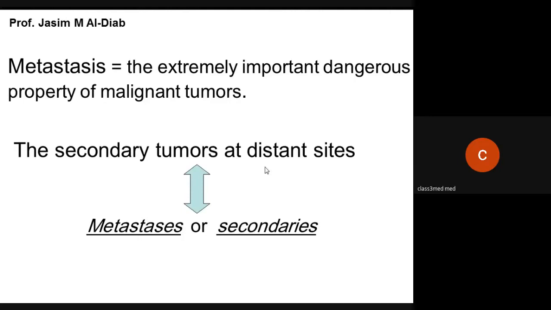These metastatic tumors or metastases or secondaries could be similar to the primary tumor and could be different from the primary tumor. So sometimes the pathologist can determine the site of the primary origin, the primary tumor.